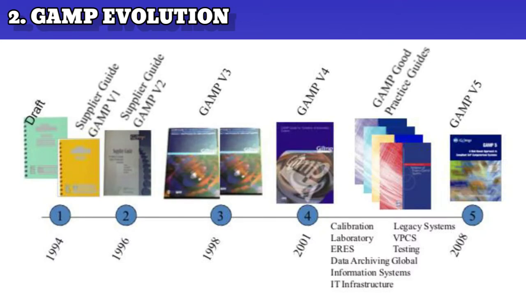Now talking about the GAMP evolution, the picture in front of you clearly describes the GAMP evolution, which started with a draft guidance document. In 1994 there was GAMP volume 1. In 1996 there was GAMP volume 2. In 1998 there was GAMP volume 3. In 2001 there was GAMP volume 4. Then there was the GAMP Good Practices Guide, and now in 2008 onwards we have GAMP volume 5.